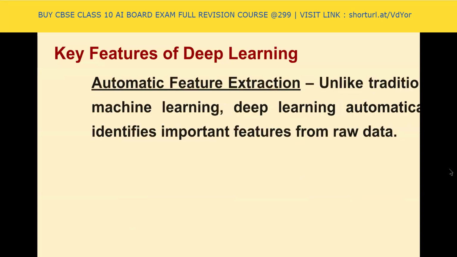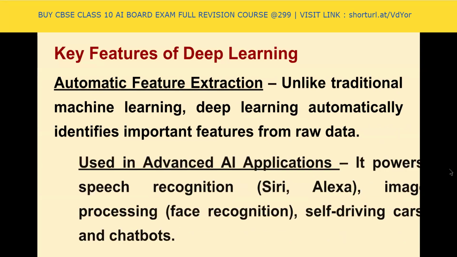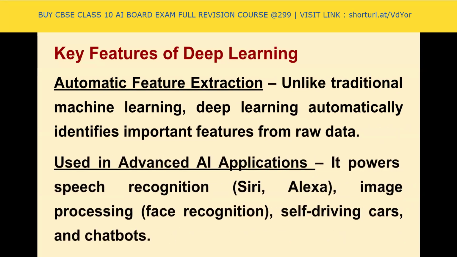The next two key features of deep learning are automatic feature extraction and that it is used in advanced AI applications. So let's understand what these two areas of deep learning mean.